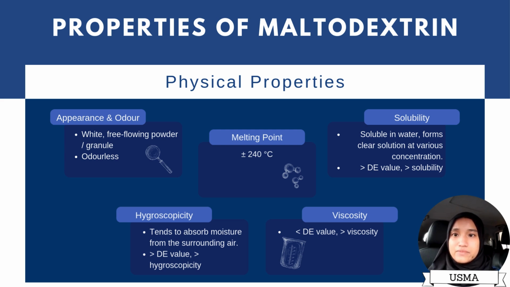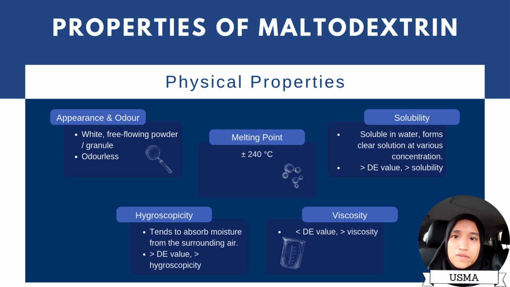Assalamualaikum and hi, my name is Nur Atira Shakira binti Tanreng and I will talk about the physical and chemical properties of maltodextrin. Physical properties of maltodextrin. The first one is that maltodextrin appears as a white, free-flowing powder or granule and it is odorless. Maltodextrin dissolves easily in water and forms transparent solutions at different concentrations.